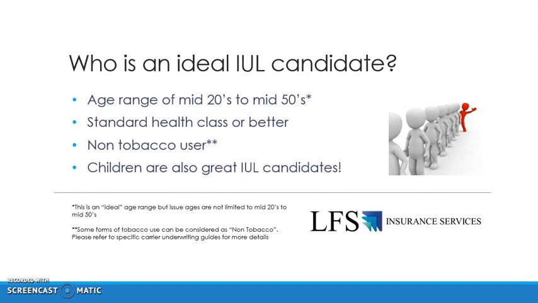When trying to determine who is or is not an ideal IUL candidate, we've got some suggestions for you here. Now, your client doesn't have to meet each and every one of these, but the more they meet, the better. So people who are in good health, usually standard non-tobacco or better, somewhere in the age ranges of mid-20s to mid-50s, are going to be really good people to talk to as far as IUL goes. Also, children are excellent candidates here because children have very low cost of insurance and they have a long time to let that cash value grow. Now, like I say, if your client doesn't meet each and every one of these pieces of information, that's okay. We can still work with them. Just like I said, the more they meet, the better.